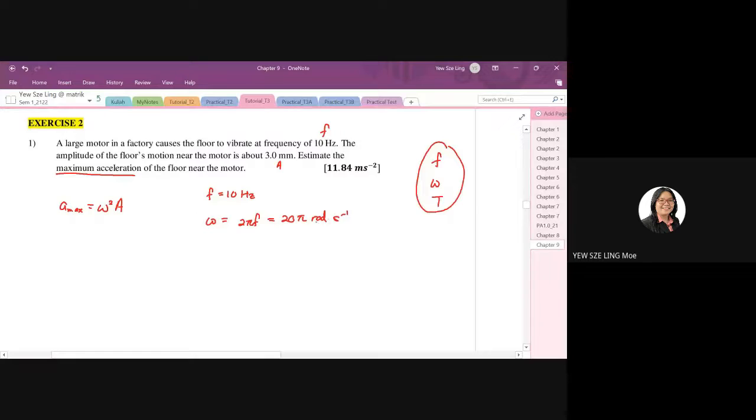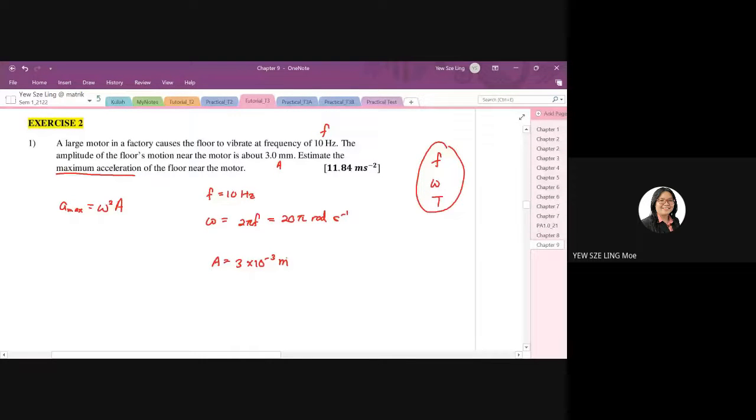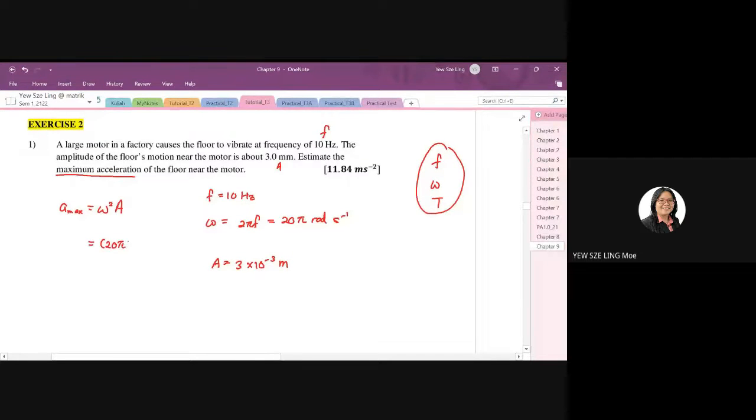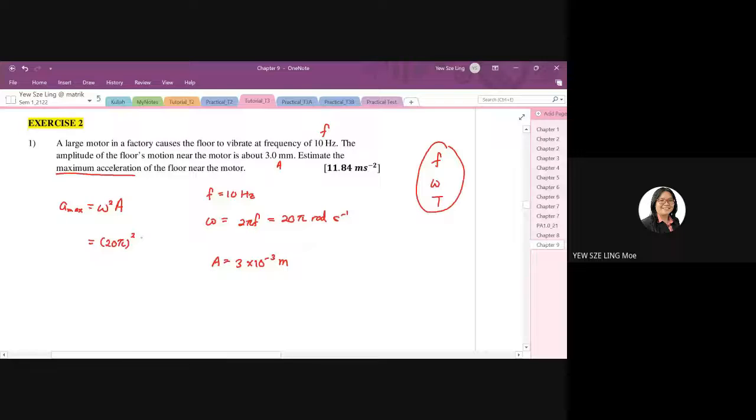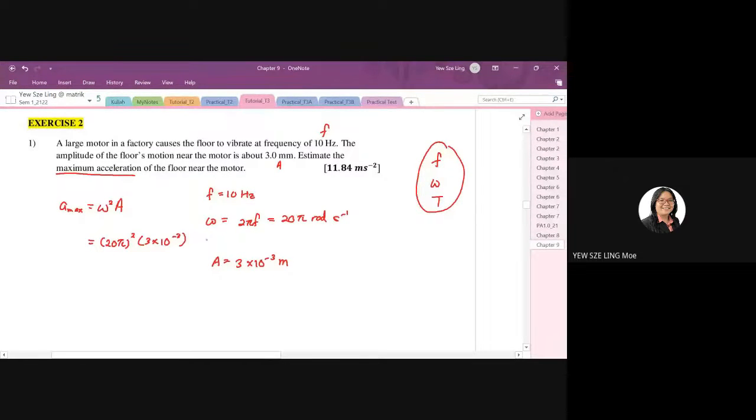Now you have it in radian per second, but A is in terms of mm. If we want to calculate acceleration, usually we want it in terms of SI unit. So A equals 3 times 10 to the power of negative 3 meter. We change it into SI unit. Now we can plug it into the equation: (20 pi) squared and then A, which is 3 times 10 to the power of negative 3.